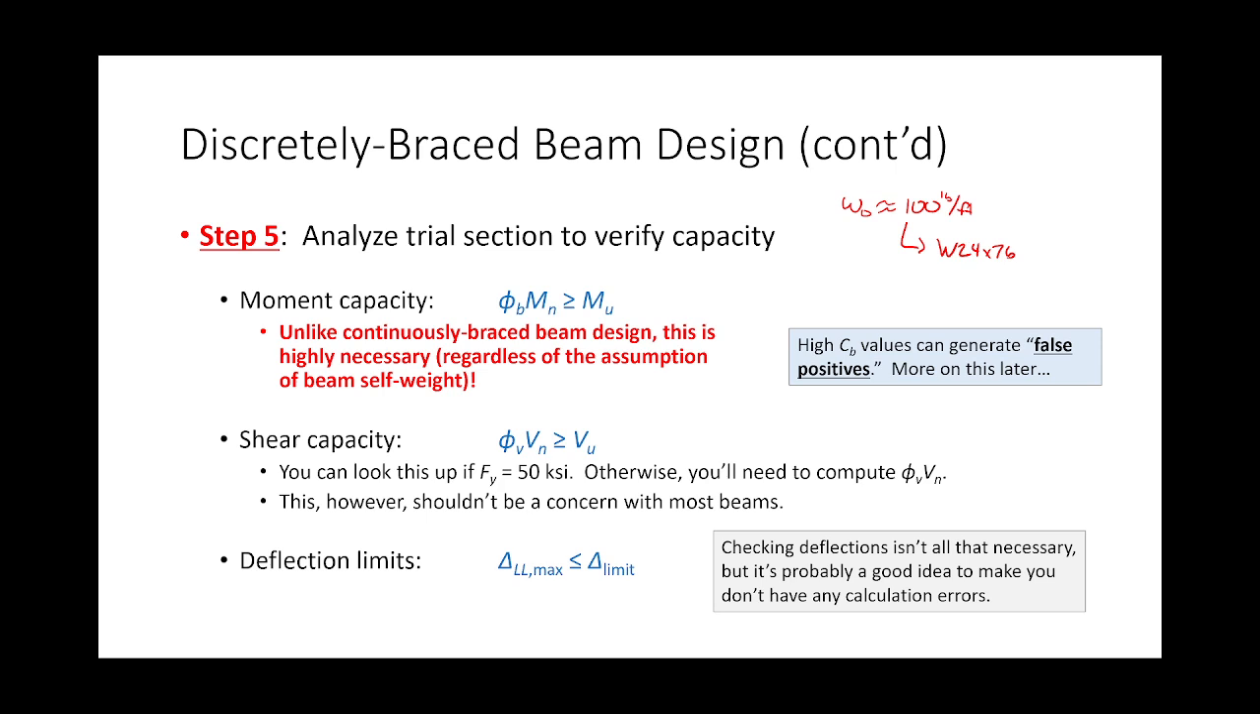Now, the shear capacity, for now, you can just look it up. It tends to not be a problem. Later on, we'll talk about how to actually compute shear capacity, but for building beams, it's very easy. And then just check the deflection limits. Checking the deflections isn't all that mathematically necessary, but it's a good idea to make sure you don't have any calculator errors.